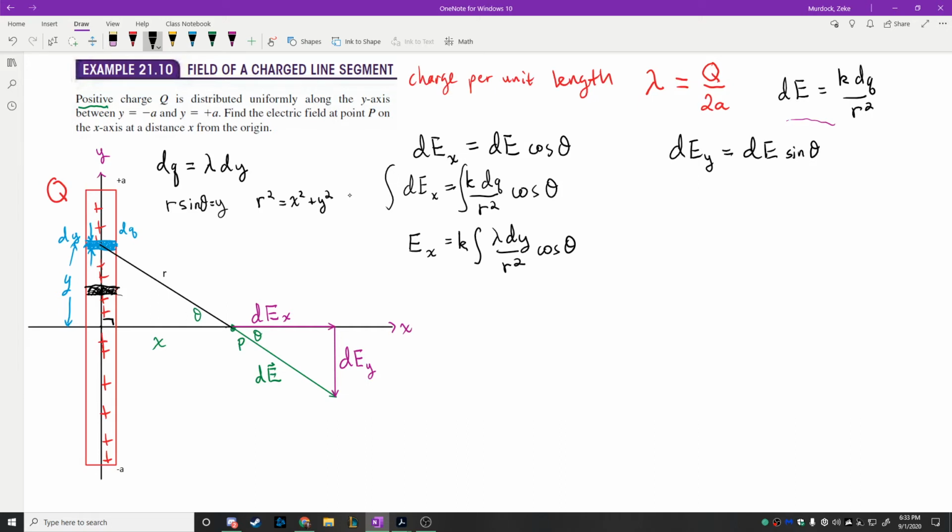Okay? So the question is, do we want to get rid of theta? Do we want to get rid of r? We've got to get all three of these variables into the same thing, basically. We want to get rid of r. And the question is, which one do we want to use then? Do we want to use the one that has the sine theta, or this one with the x squared and y squared?